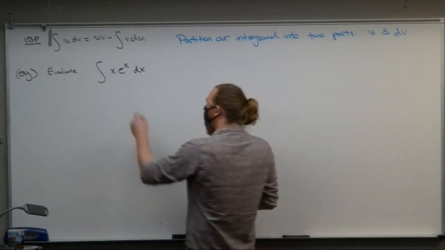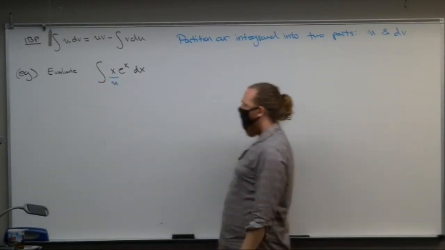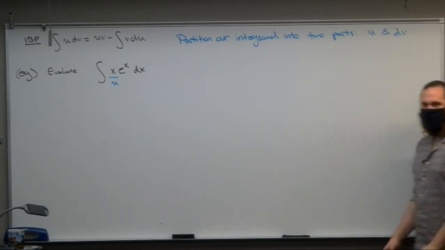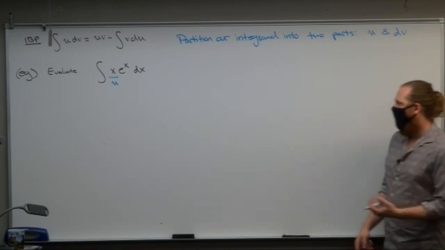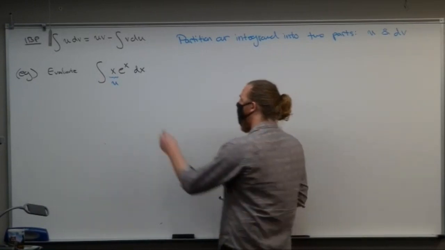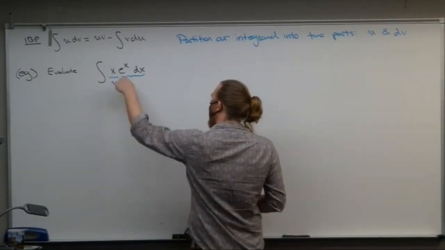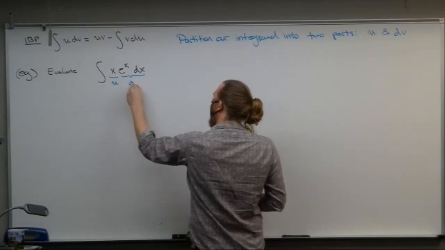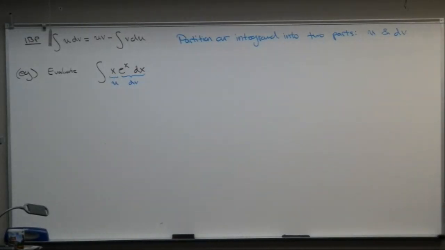I will choose x to be u. And this is not a substitution. I want to be clear about that. That's why I like to use the letter z in my substitutions. I'm not substituting u equals x. I am partitioning the integrand and assigning the label u to that part. I'm going to assign the label dv to everything else. So once you pick one of them, everything else has to be the other, right? That's the nature of a partition.